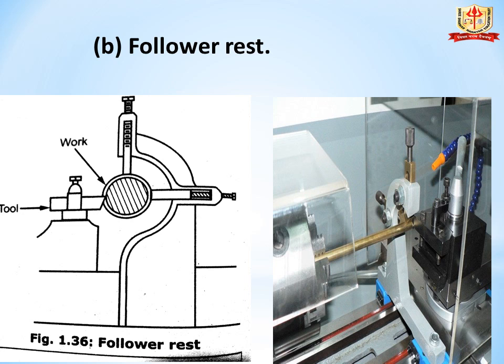This rest moves along with the tool during turning operation. It consists of a frame with 2 adjustable jaws. The jaws can be adjusted to support the work between them and the turning tool. The frame is attached to the saddle of the carriage and travels longitudinally along with the tool to give continuous support to the workpiece. The follower rest is used to support flexible jobs to prevent them from springing away during the turning operation.